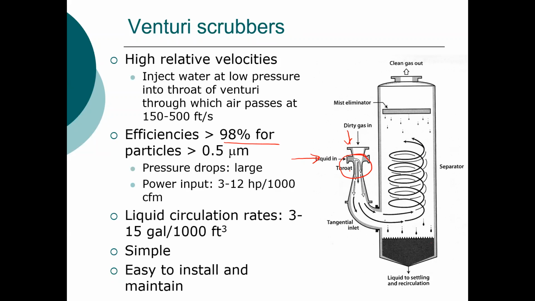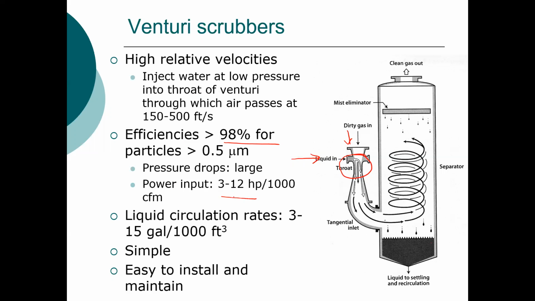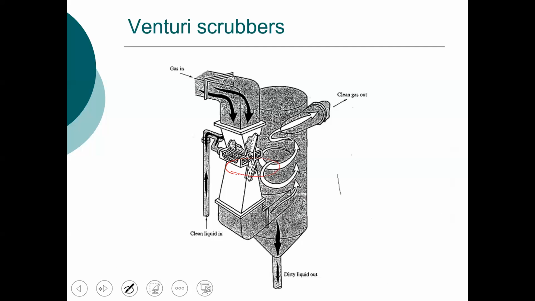These are simple, they're easy to install and maintain. The power input is about 3 to 12 horsepower per cubic feet per minute. So it's a relatively high power input and a large pressure drop. So this is the big disadvantage of these units. And this is just another schematic of a Venturi scrubber with a cyclone separator.